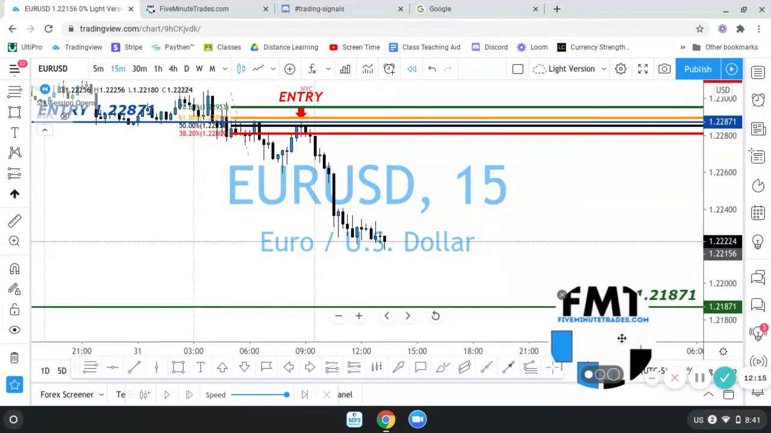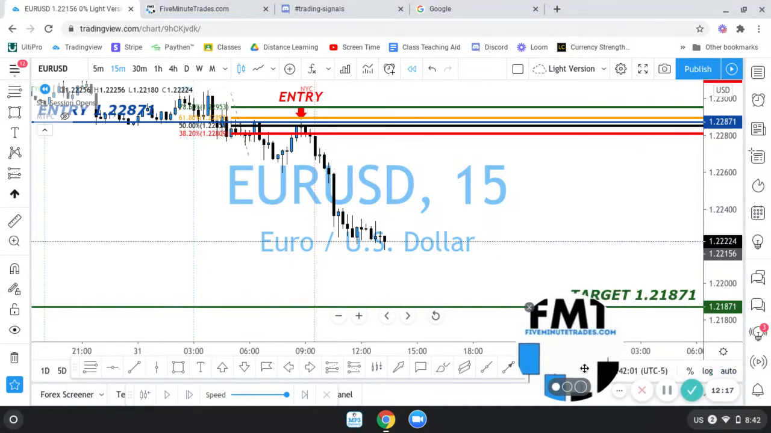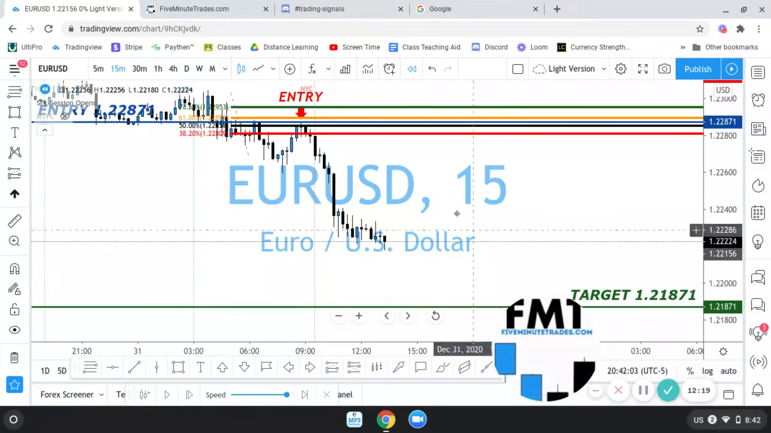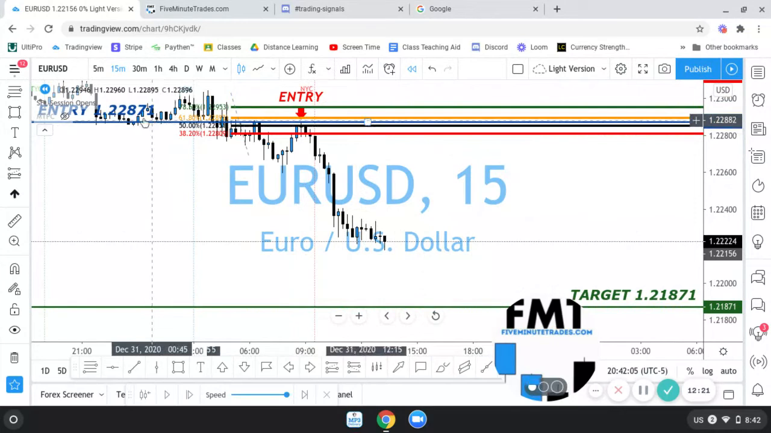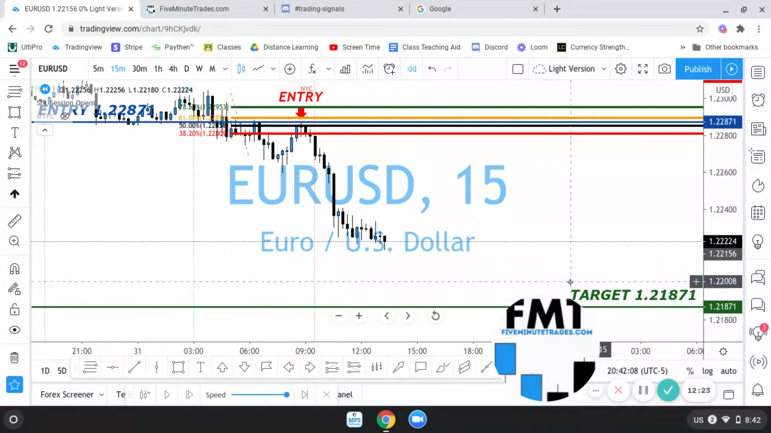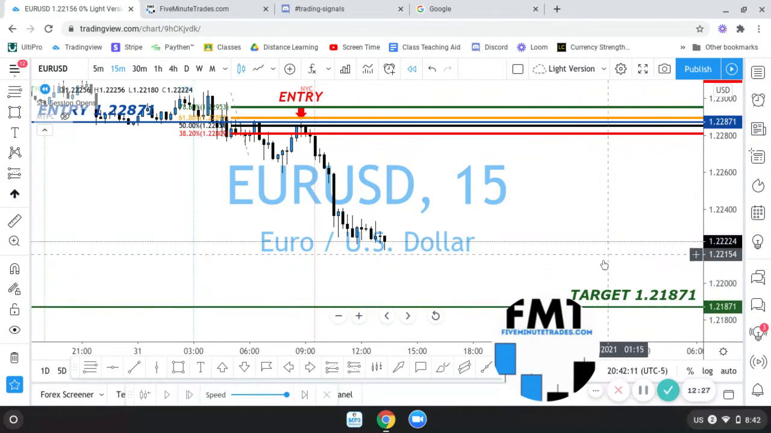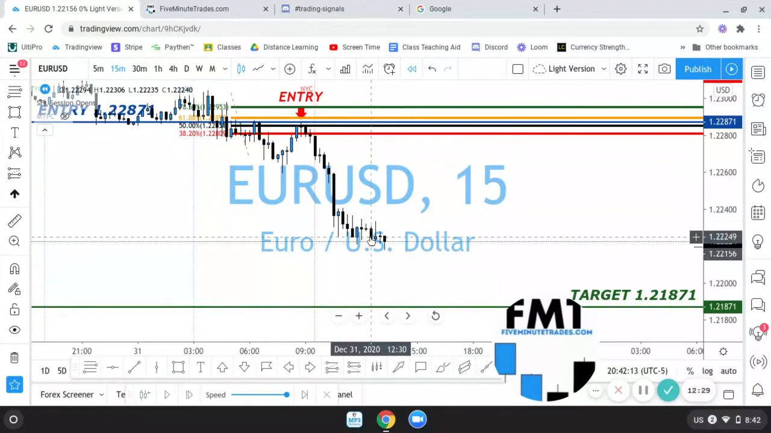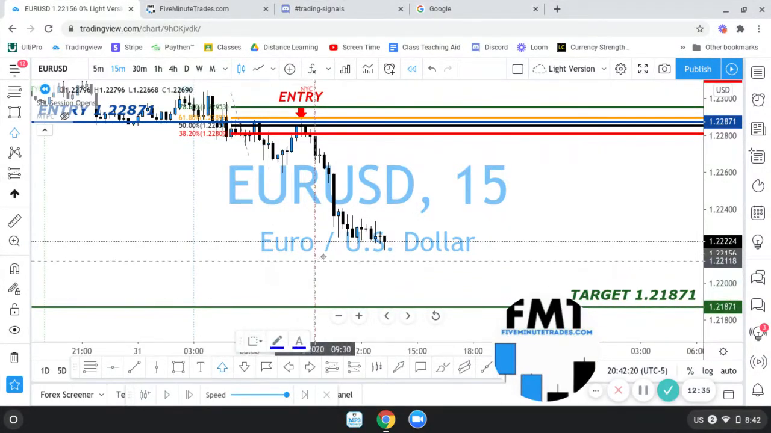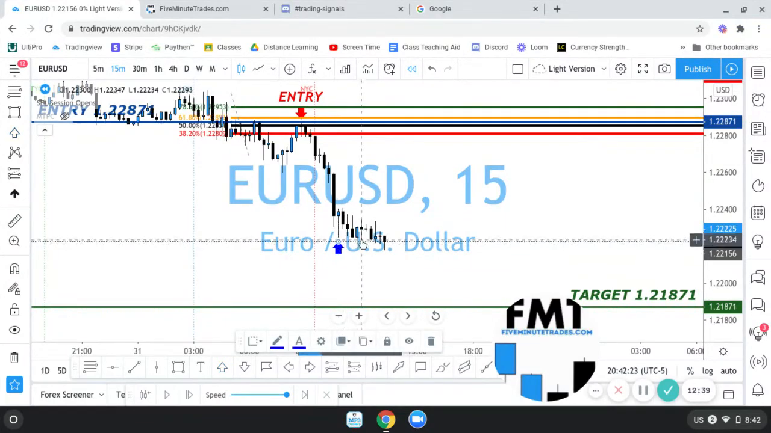Now, my original target for this trade was 100 pips, of course, from the entry of 1.2287 all the way down to 1.21871, 100 pips. But I got out at about 50-something pips. I believe I got out at the low of this candle here. But let's continue.